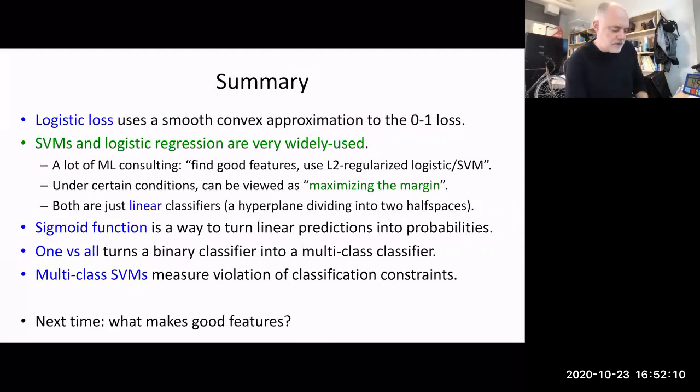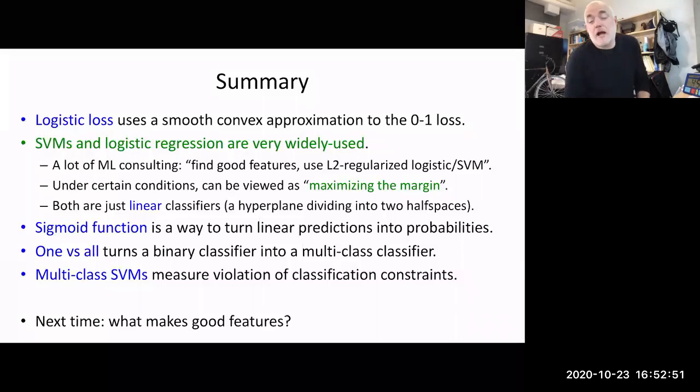So we have touched some pretty important stuff today. The logistic loss is a smooth convex approximation to the 0-1 loss, and it gives rise to logistic regression. That really will start to solidify the idea that regression and classification are exactly the same thing. They just have different loss functions which correspond to different likelihoods and so on. Support vector machines and logistic regression are super widely used, and they're very, very powerful. In addition to random forests, you can do quite well in the real world finding good features and using L2 regularized logistic regression or support vector machines for classification.